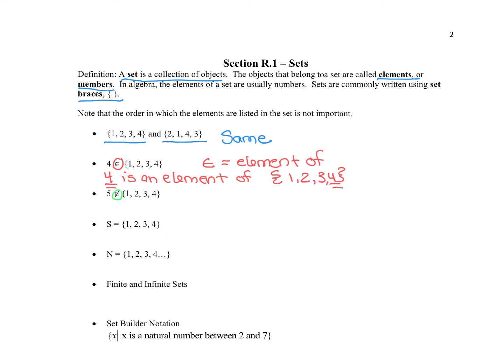This symbol means not an element of. So we draw the element symbol, and we draw a line through it. So this means not an element of. So this says that 5 is not an element of the set 1, 2, 3, 4.